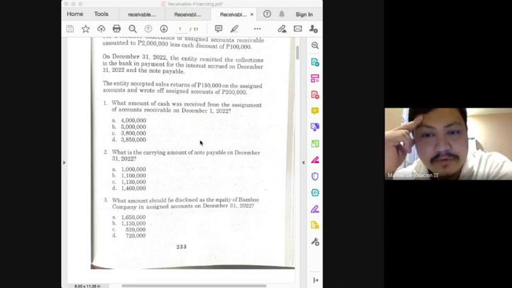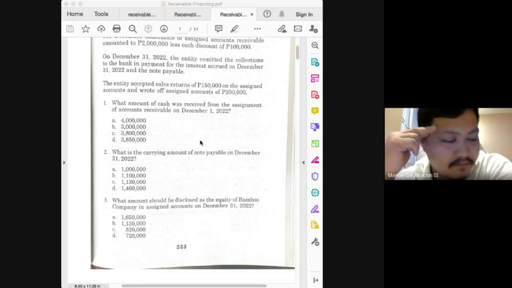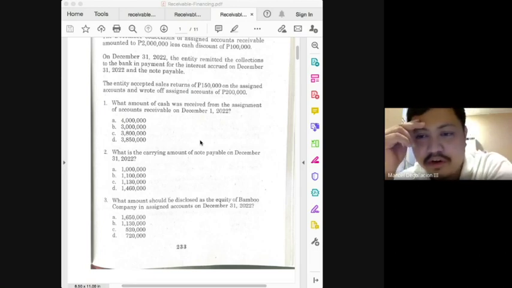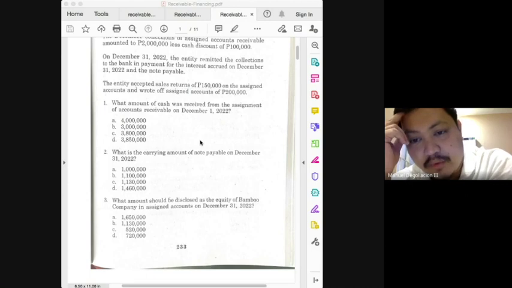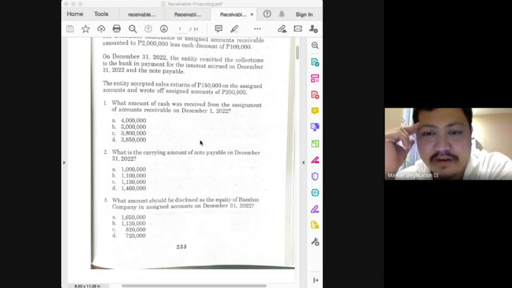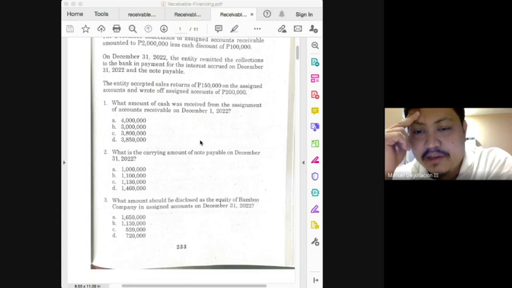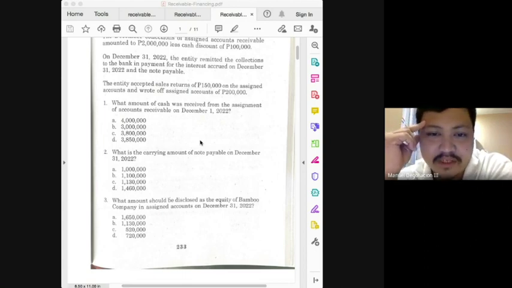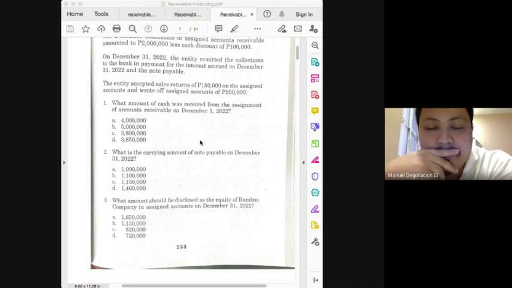Okay, you determine your assets and then deduct the remaining liability, and that will give you your equity. We already have the equity. We already have the balance of our liability, the balance of our notes payable as computed in number two, which was 1,130,000. The only thing we need now would be the balance of our assets, the balance of our receivables.